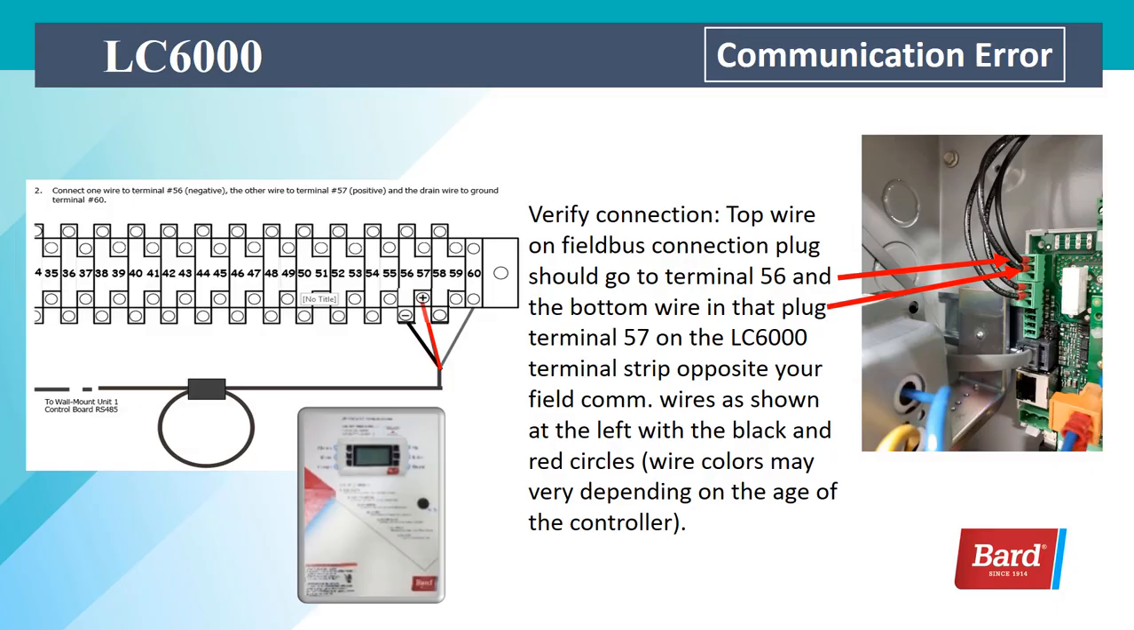If you're working with an LC6000, we need to verify that field bus connection. The top wire on the field bus connection plug should go to terminal 56, and the bottom wire in that plug, terminal 57 on the LC6000 terminal strip, opposite your field communication wires, as shown at the left with the black and red circles. Now your wire colors on the PLC may vary depending on the age of the controller.